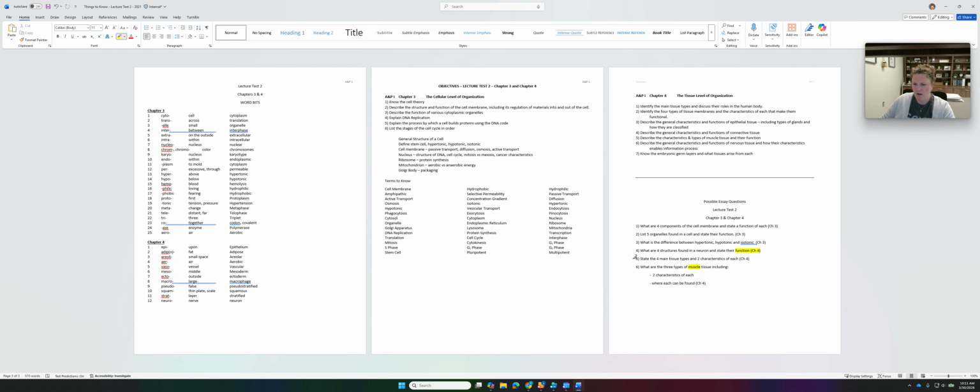Sometimes students will get essays 5 and 6 confused. So number 5 is the general 4 types of tissues, and number 6 is specific to the 3 types of muscle tissue. And then once again, some characteristics and where you find them. So that takes care of our things to know.